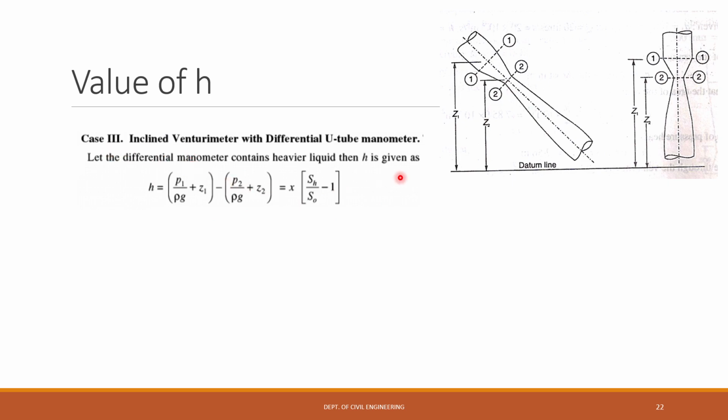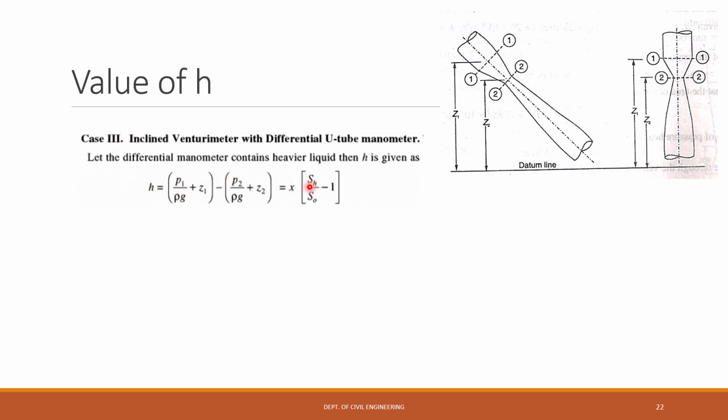First one is that the venturimeter is not horizontal. It is either inclined or vertical. Second point is that the manometer contains a heavier liquid than the flowing fluid. So if these two conditions are satisfied, then it is case 3 and you can use these two equations.